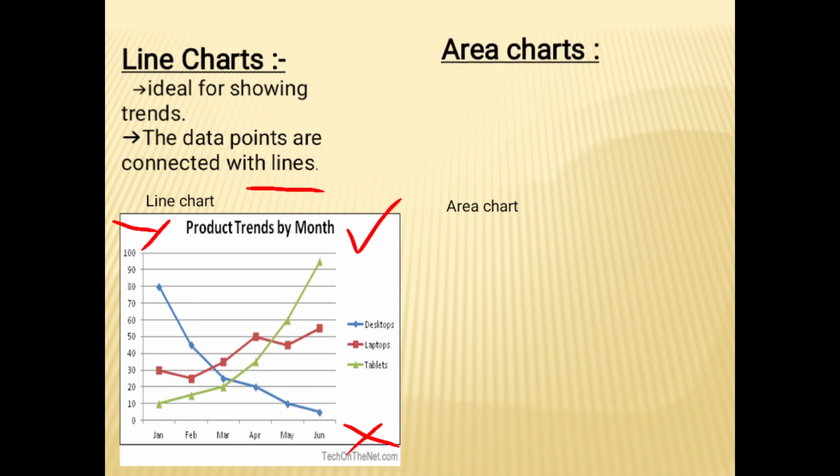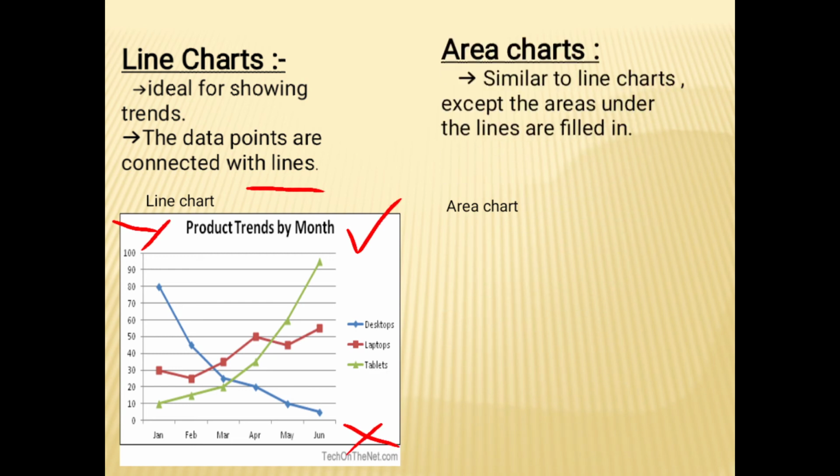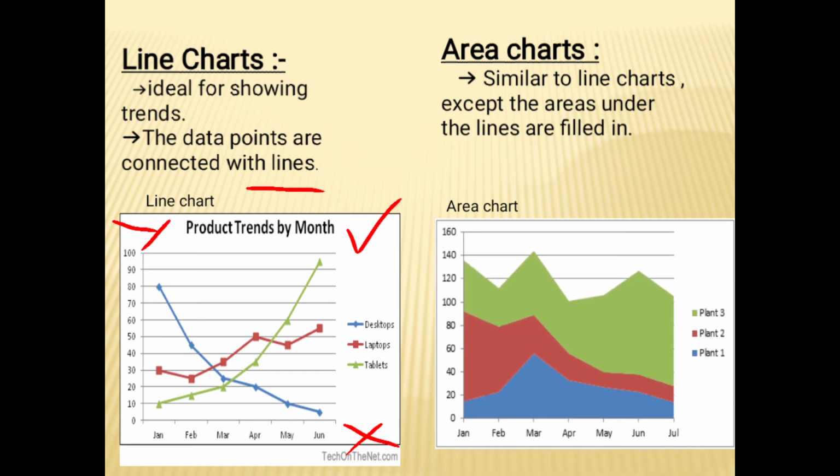Next one, area charts. An area chart is similar to a line chart except the areas under the lines are filled in. These area charts also have an x-axis and a y-axis, with categories on the x-axis and the values on the y-axis. Next one is the pie chart.